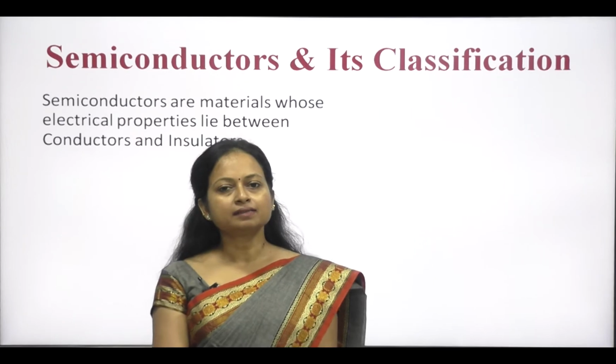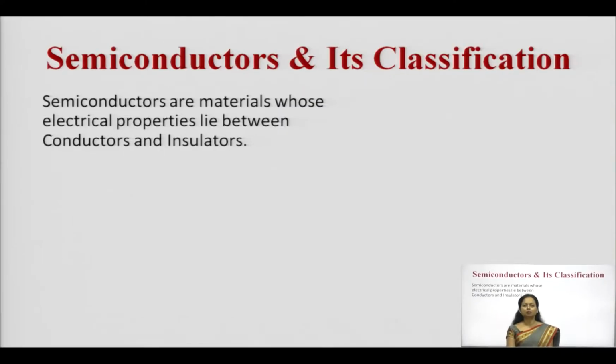So, semiconductors are those materials whose electrical properties lie in between the properties of conductors and insulators. From the name itself it is clear, semi means what? Half. So, those materials whose property lies in between the properties of the conductors and insulators are known as semiconductors.